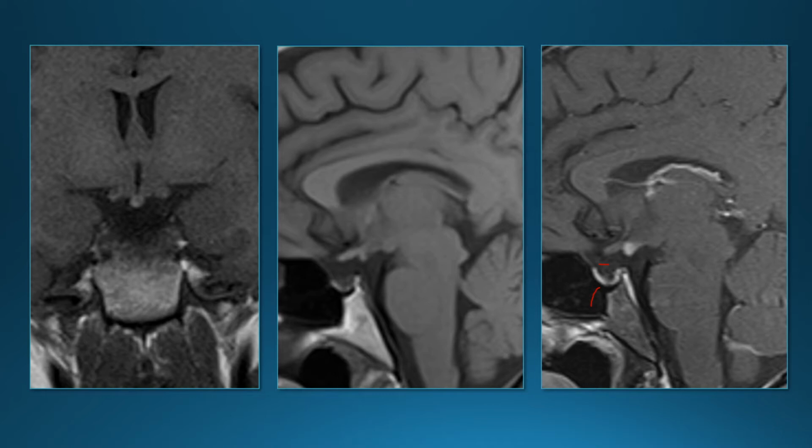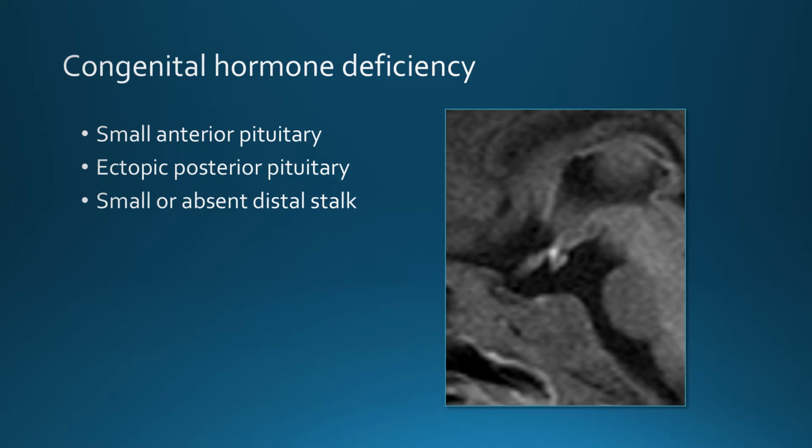So this is a patient with congenital hormone deficiency. So with congenital hormone deficiency, we look for a small anterior pituitary, a smaller or absent pituitary stalk, and we'll often see ectopic posterior pituitary. So in this case, you can see this hyperintense posterior pituitary is located at the tuber cinereum or top of the infundibular stalk. So since the pituitary stalk is not formed or is abnormal, the ADH cannot travel down to its normal position in the posterior pituitary, and you get this ectopic posterior pituitary bright spot.